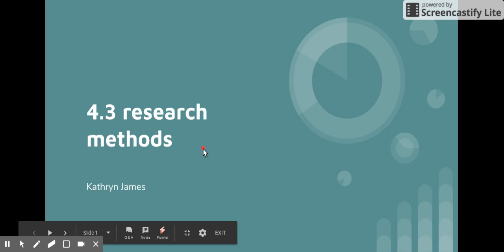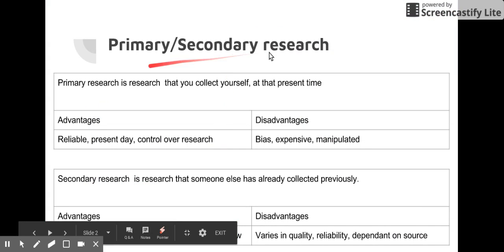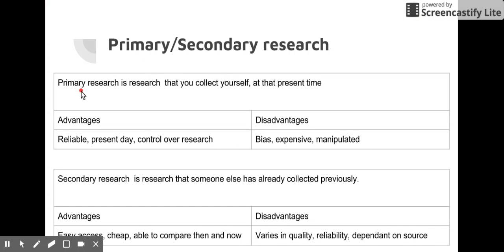4.3 research methods. So we have two different types of research. Primary research. This is the research that you collect yourself, so in your own experiments, in your own research study at the present day. Advantages include reliability, so it's reliable.